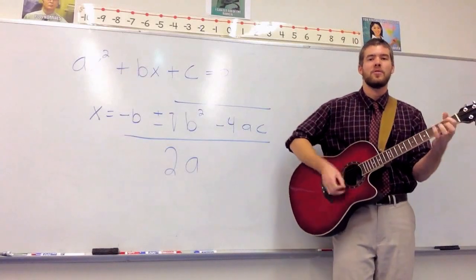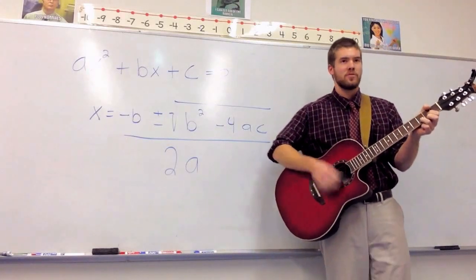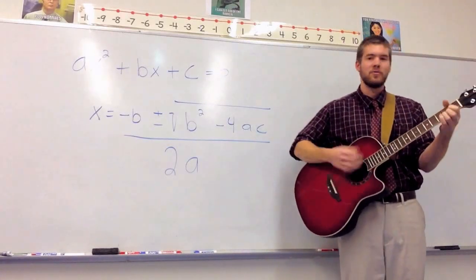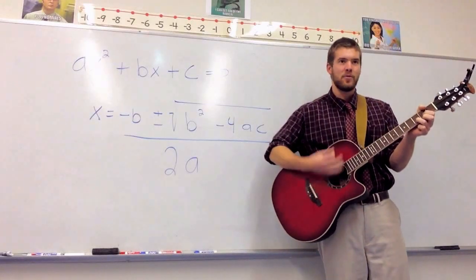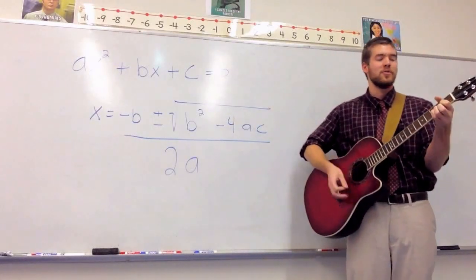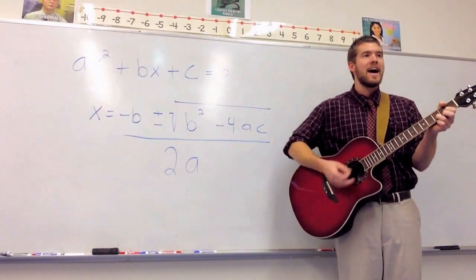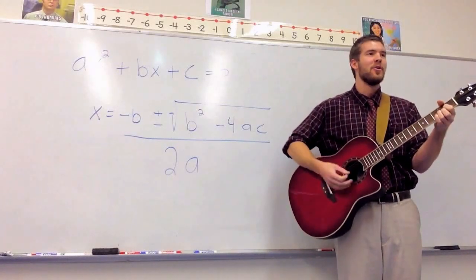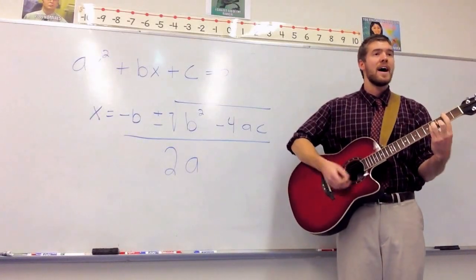Negative b plus or minus the square root of b squared minus 4ac all over 2a. Now you know the quadratic formula. Now you know.